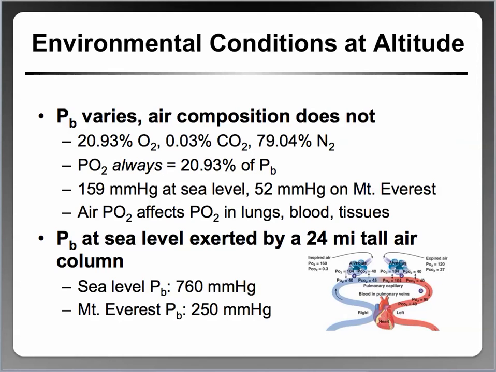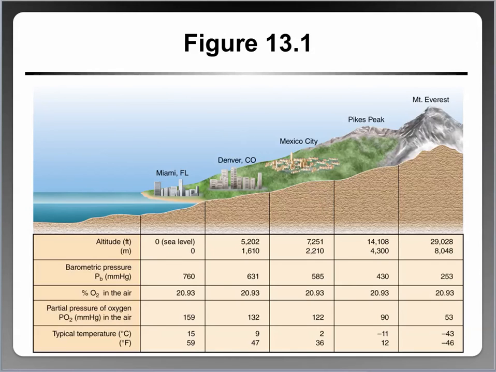It's not so much. I mean, you have the same percentages. It's just there are less molecules and there's less partial pressure of oxygen. So let's follow this through. In Mexico City, there is only an 18-mile column of air above it. So you have a lot less molecules pressing down.